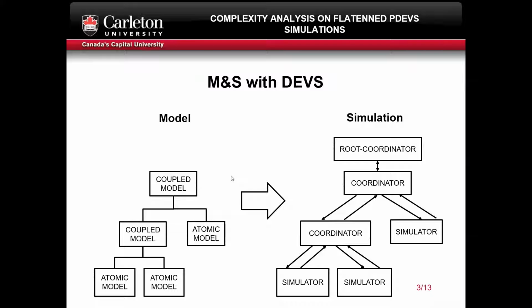One important characteristic of DEVS is that it makes a clear separation between the models and the simulations. The users only define models, as we can see here in this example. These models are composed of coupled models and atomic models, defined according to the DEVS specification. Then, to execute simulations, there are auxiliary structures, components that are in charge of executing the simulations. As we can see, it will always have this shape, with a root coordinator at the root of this tree structure. For each one of the coupled models we have a coordinator, and for each one of the atomic models we have a simulator. With this structure, the execution of the simulation is made.